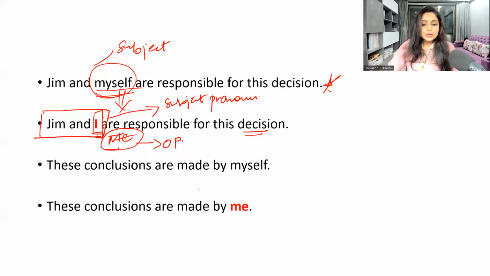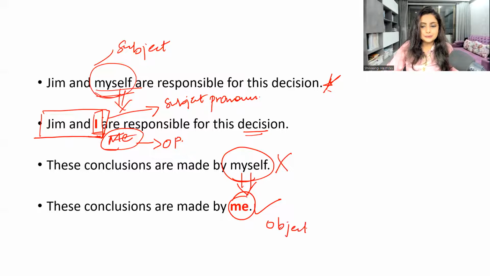Okay. Now look at this. These conclusions are made by myself. Now tell me, is that correct? Is there an antecedent? Do we have any base which can be reflected upon wherein we can make use of myself? I don't see any base over here. I just see myself individually. So it's incorrect. So what's the correct expression? The correct expression is that these conclusions are made by me. Now what is me over here? Me is an object pronoun. Me is an object pronoun. So that's why me is correct.